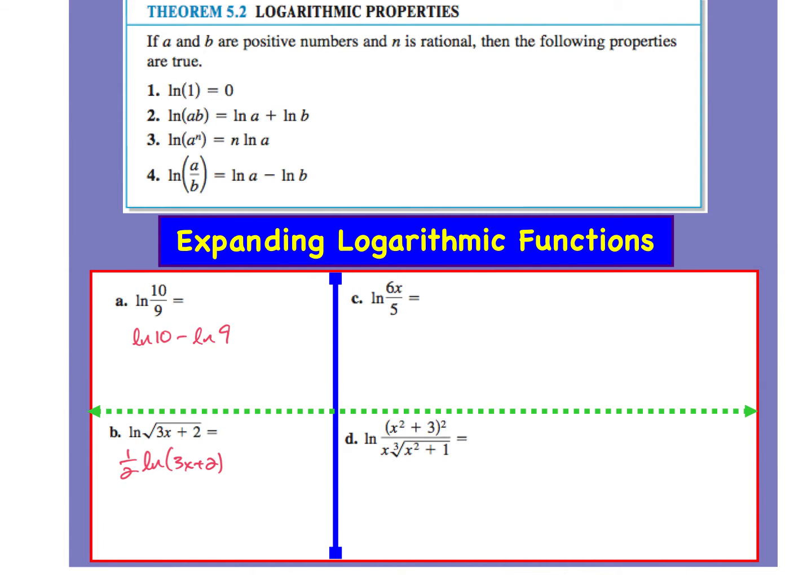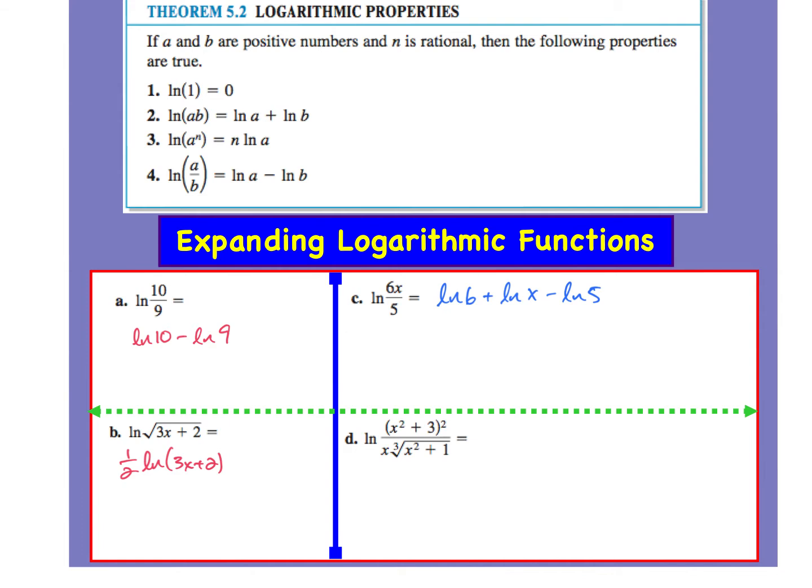So now I have natural log of 6x over 5. And I want to expand this one. So, what would I have? Natural log of 6, and then plus natural log of x, and then minus natural log of 5. So that would be my expanding.